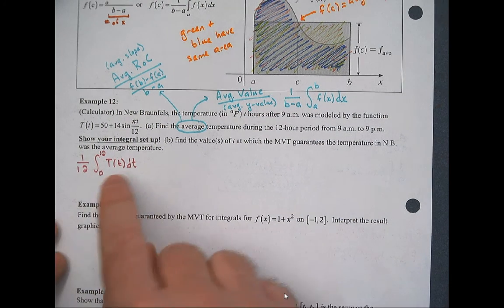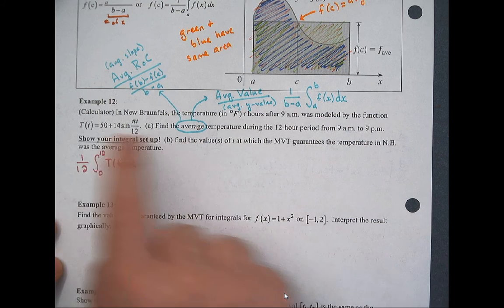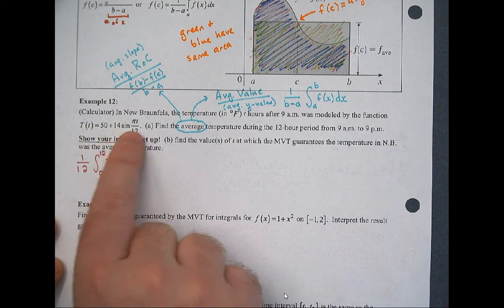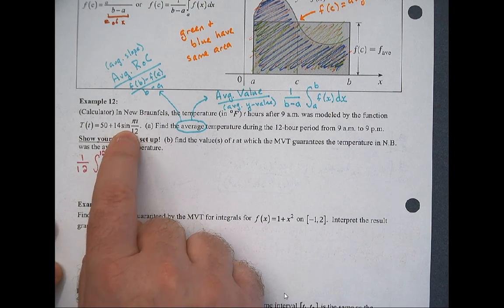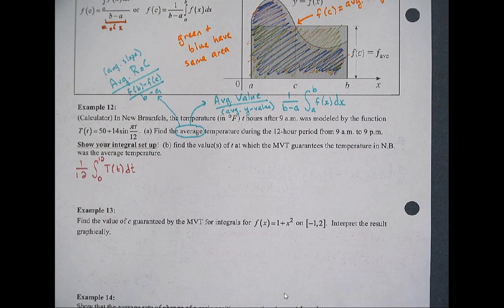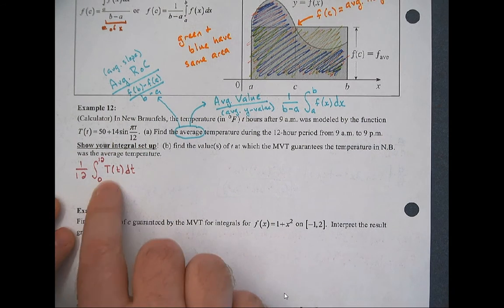Now, the beauty of this is that we can use our calculator, right? It says a calculator problem. Don't try to integrate this nastiness. It might be pretty tough with that. Yeah, we would need to do a u substitution, which we don't know how to do yet. So we would do this in our calculator.